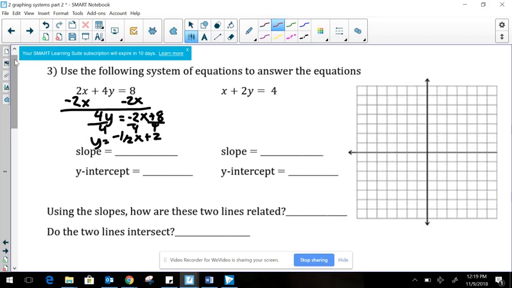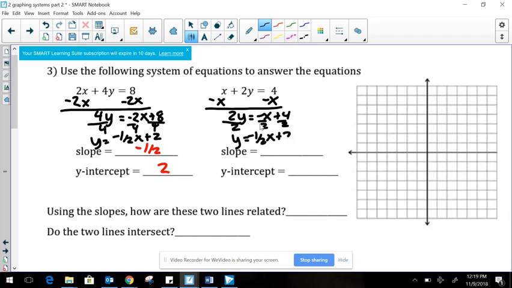Okay, let me write a different color here. So my slope is negative 1/2. My y-intercept is 2. All right, now let's solve this next one for y. Okay, so I have negative x over 2. That's a negative 1 over 2. So I have negative 1/2 x plus 2.